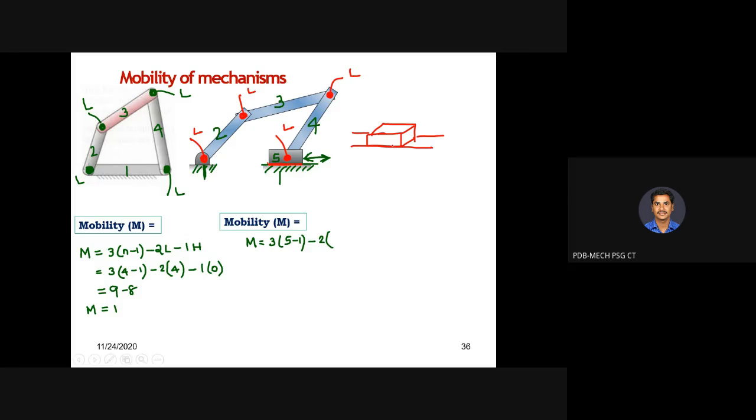Then what type of pair is it? Lower pair. So how many lower pairs are we having? So it is also a lower pair. 5, sir. Yes, 5 lower pairs we are having. So is there any higher pair? No, sir. Any line contact? No.